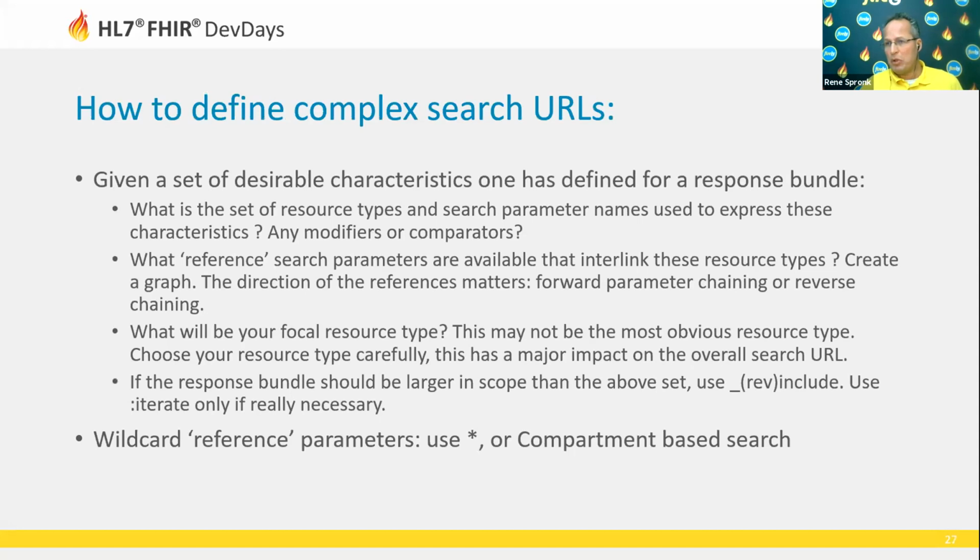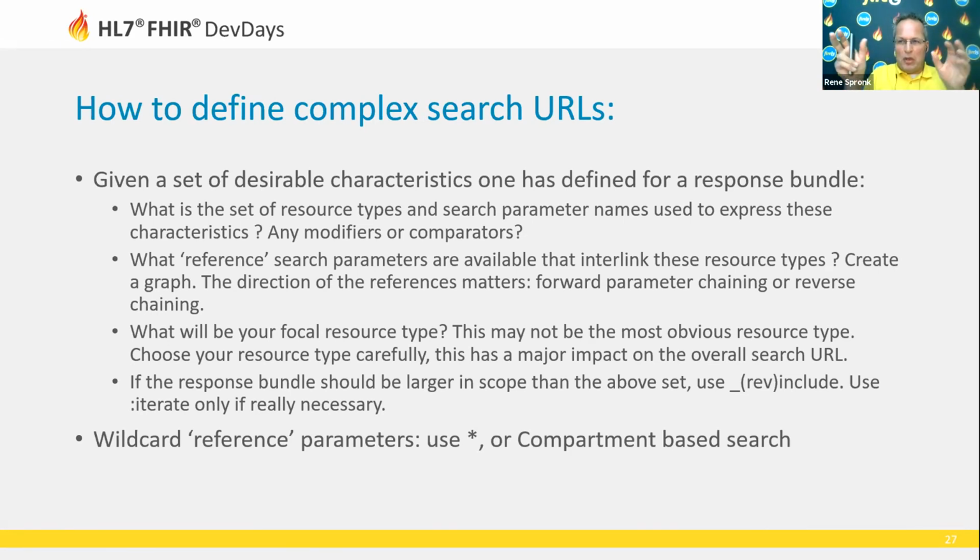So to summarize, if you look at this advanced search presentation, what I recommend you to do, if you are trying to find or define the search URL for some problem that you have, is that the first thing to do is to identify what the resource types are that are involved here, and what the search parameter names of type reference are, mostly. Do I use modifiers, comparators? And establish this sort of graph that I've used in various slides, whether on a piece of paper or informally in your head, if it's not too complex.